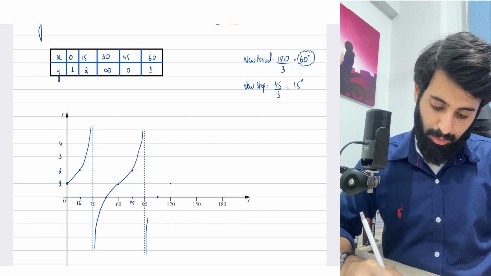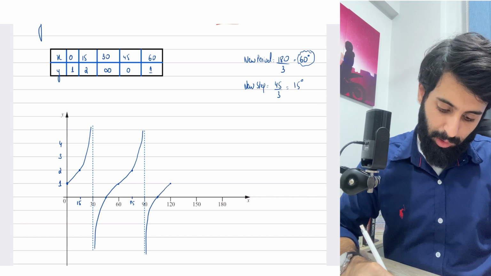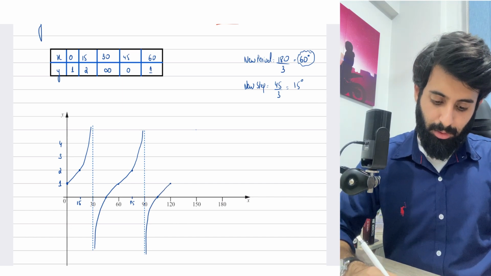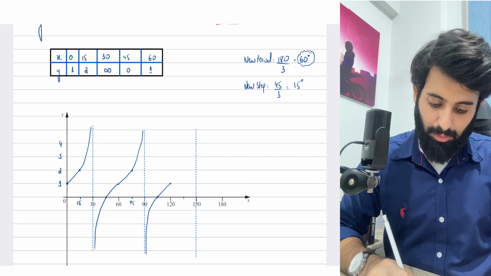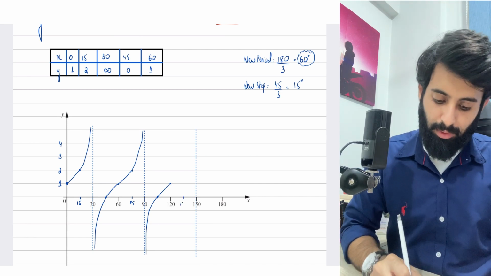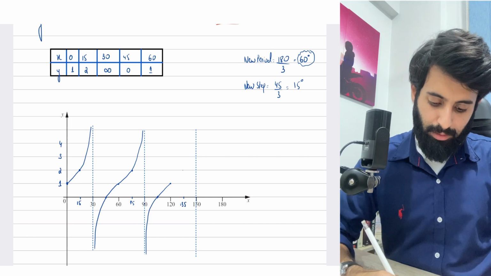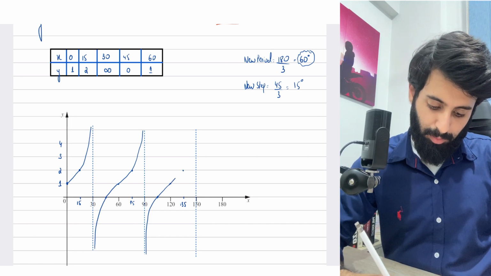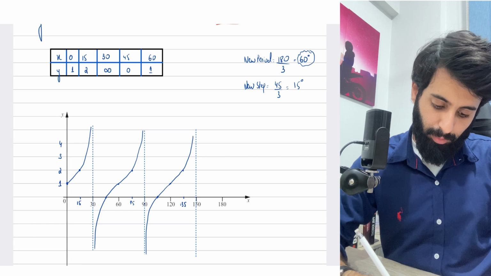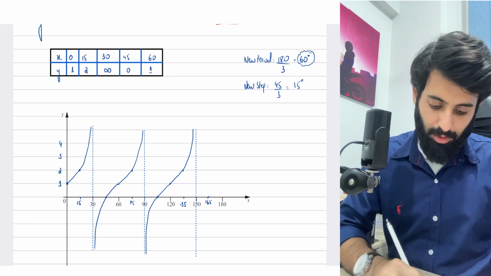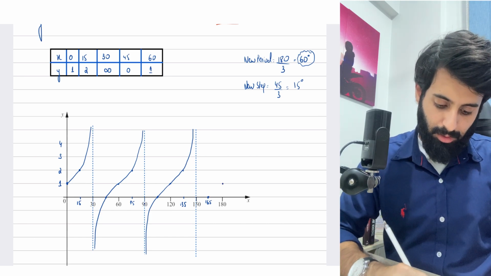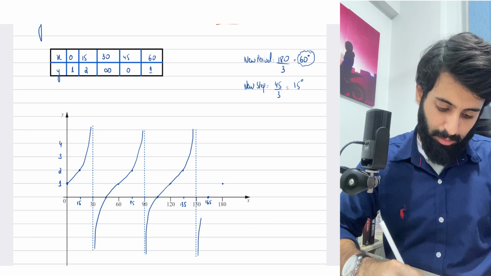So there you go. And then it's going to go to infinity at 150 degrees again. And between 120 and 150, what do you have? You have 135, do you? Yeah, at 135 it's going to be 2. So there you go. And then at 165 it is going to be 0, and at 180 it's going to be 1. So there you go.